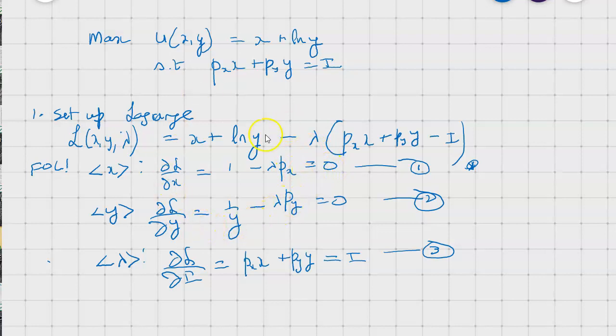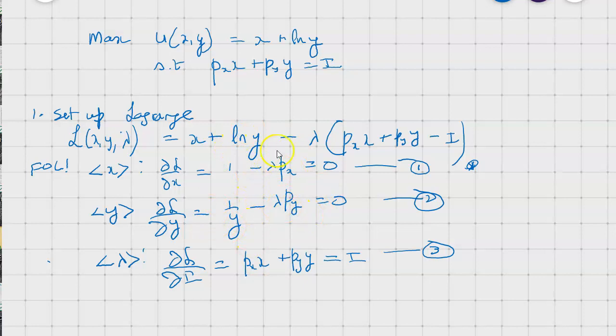Coming to y, the partial derivative of log y with respect to y would be 1 over y. This is what we have. And then we have minus lambda times py equals 0. And then the third condition, or the derivative of Lagrange with respect to I, is just the budget set itself. And we can now work with these conditions.